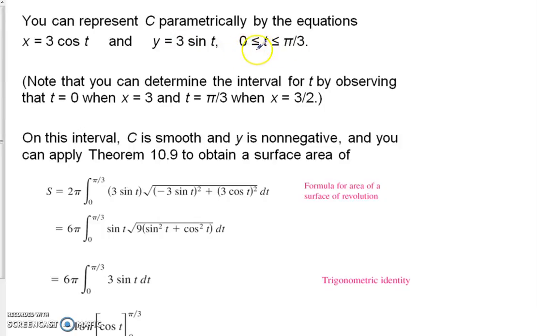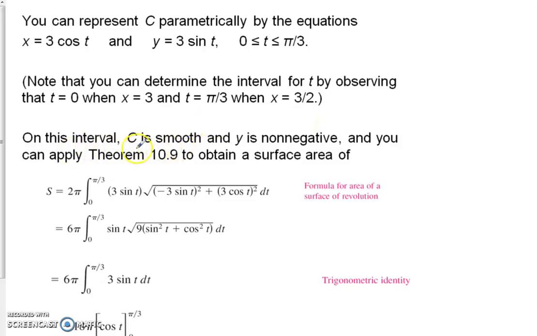All right, here we notice our parameter is from 0 to pi over 3. You can find that by looking at that when t equals 0, x is 3, and when t equals pi over 3, x is 3 over 2. You're going to have to know that trig, and I know. Put your arms up in the air, you figure out where those things are. Just be aware of that. The trig just doesn't seem to go away ever.